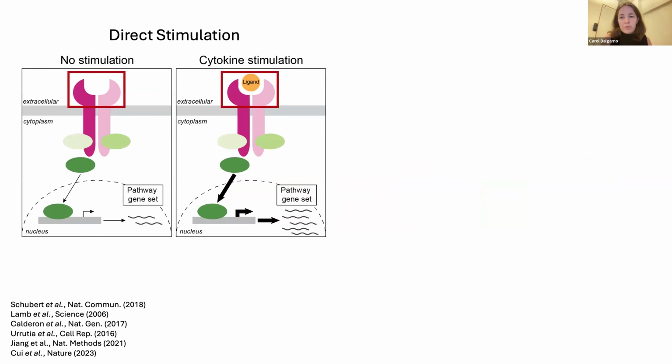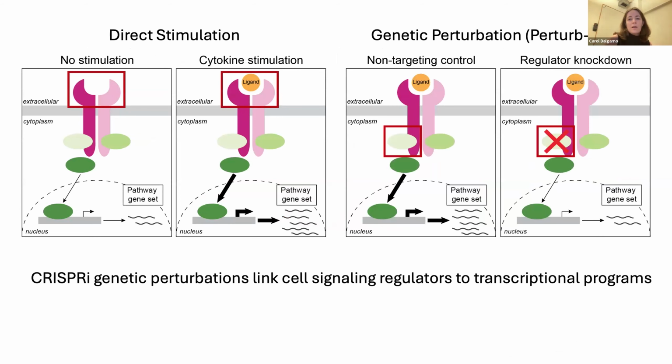A well-established approach to characterizing pathway gene sets is through direct stimulation, where the pathway gene set is defined by comparing the transcriptomes of unstimulated and stimulated cells. In our study, we use a complementary approach by doing CRISPR-mediated genetic knockdowns of cell signaling regulators and transcription factors to learn the same or similar pathway gene sets. This has the added benefit of being able to dissect primary versus secondary pathway activation and being able to learn sub-pathway level transcriptional programs.